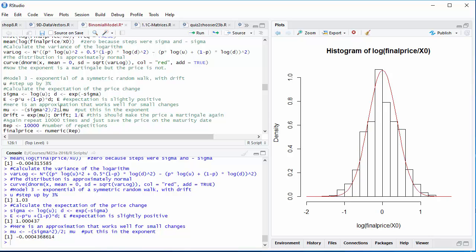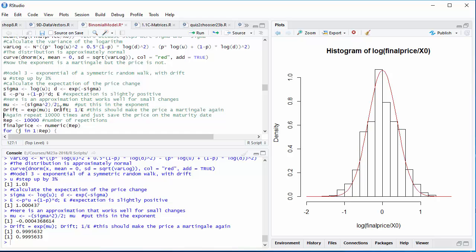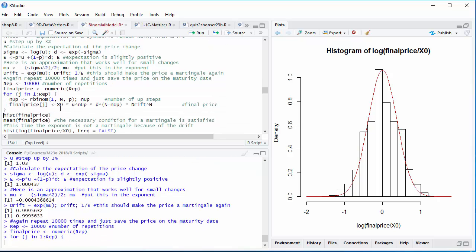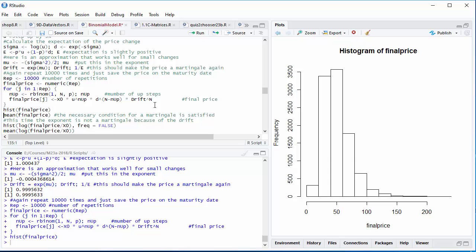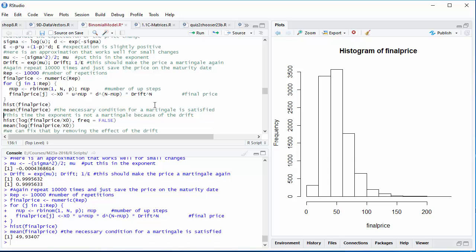If I take the exponential of that, I get a number that is very close to 1, but it's just enough smaller than 1 to fix the problem we have. So I'm now going to repeat 10,000 times with one tiny change. For each stage in the evolution, I multiply by drift. So I multiply the whole thing by drift to the capital N. Now when I look at the final prices, I still see that tail to the right, but I have restored the martingale property. The mean price is very close to 50. It's not changing with time.